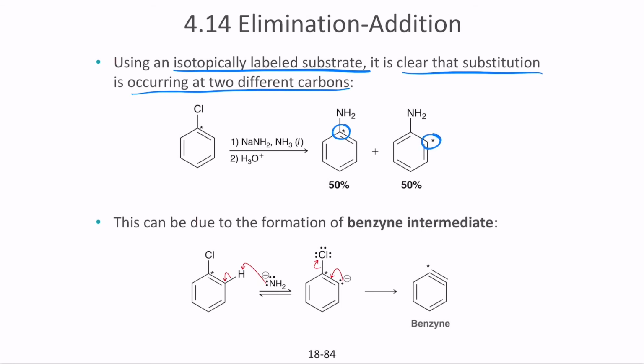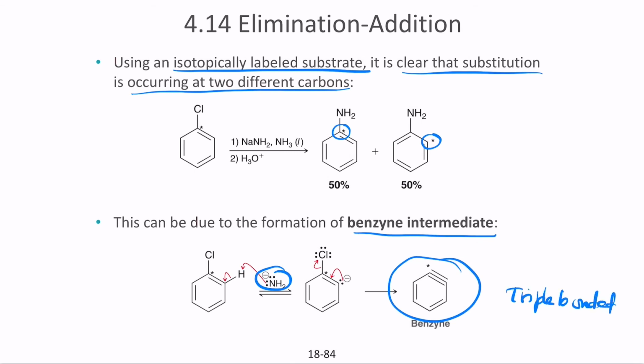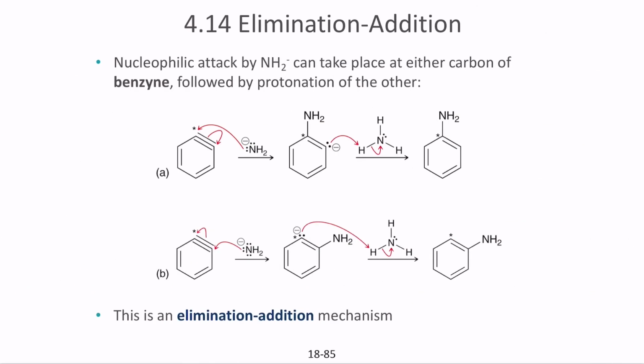The most common process is to create a benzyne intermediate, where it loses the proton because of the amine attacking. The amine takes the proton and causes it to create a benzyne group. A benzyne is a triple bonded benzene. Remember that the triple bond is only at one position, so we call this a benzyne intermediate.